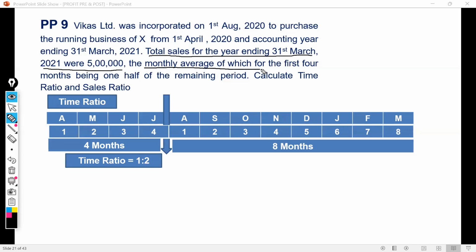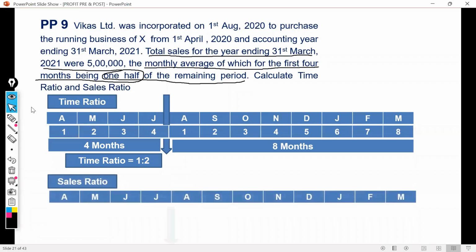The monthly average of the first 4 months being 1/2 of the remaining period. This is the technical problem for calculation of sales ratio. In this case, the sales ratio is on the basis of the statement given in the question, the monthly average of which the first 4 months being 1/2 of the remaining period.